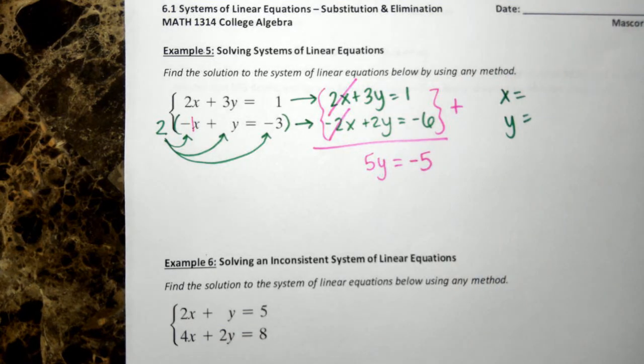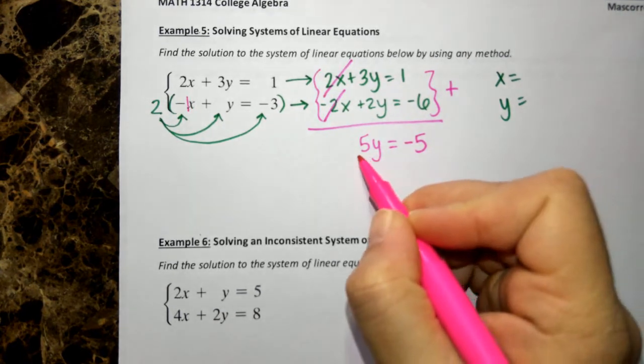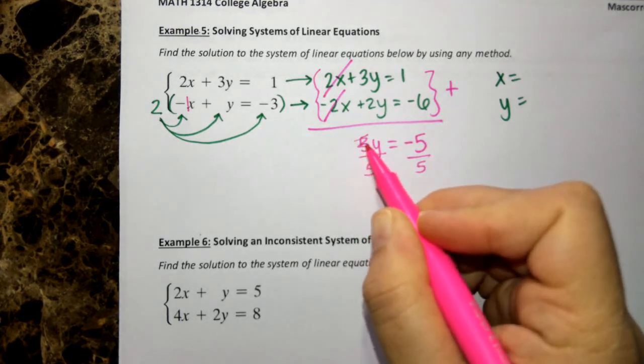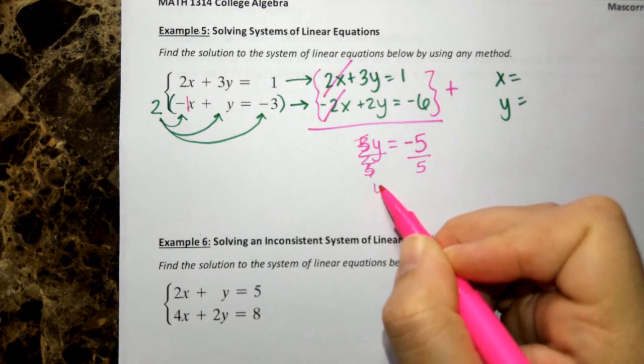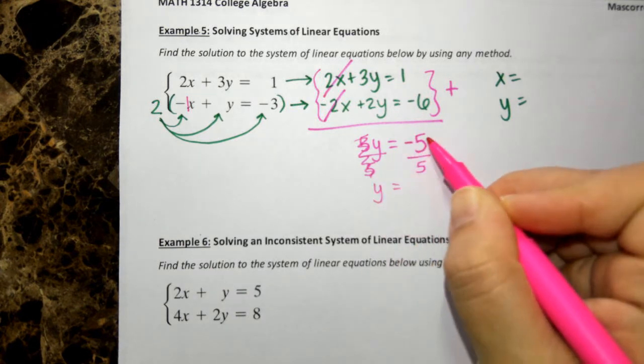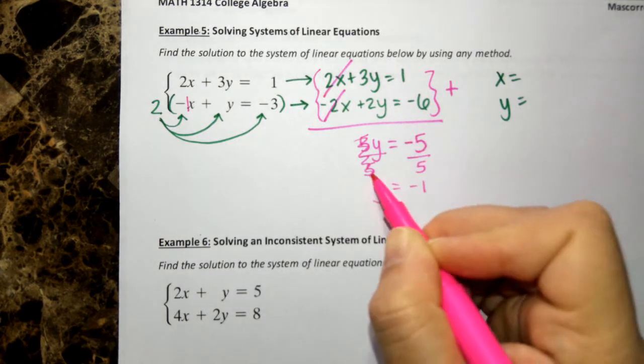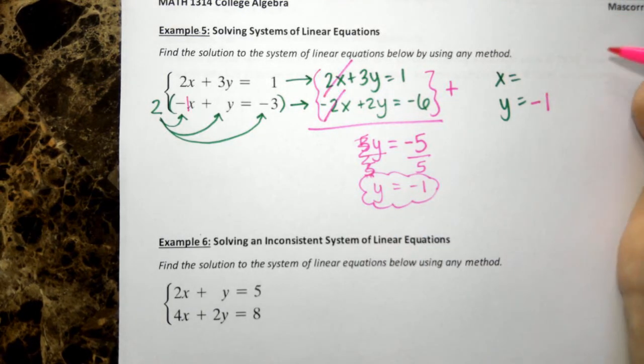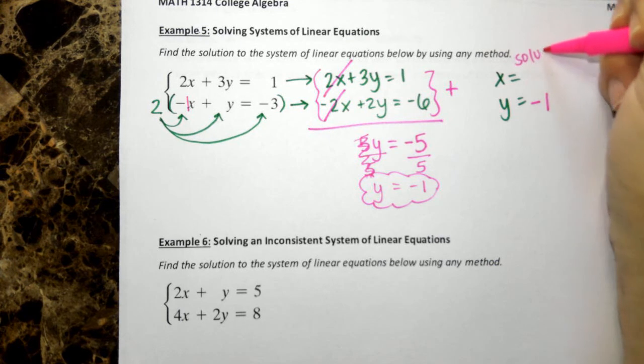And now I can easily solve for y. I'm going to divide both sides by 5. 5 divided by 5 is just 1 whole. And we have y equals negative 5 divided by 5, which is negative 1. And there's part of our answer. The y value of this solution is negative 1.